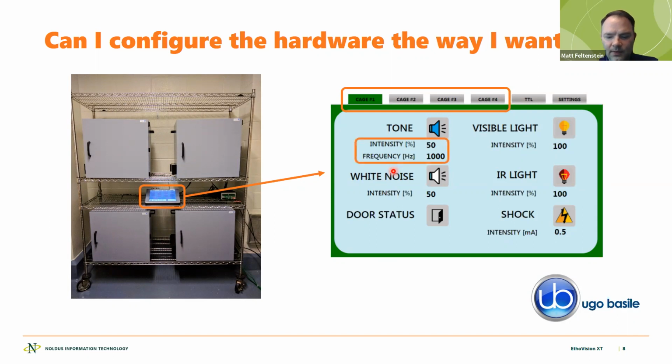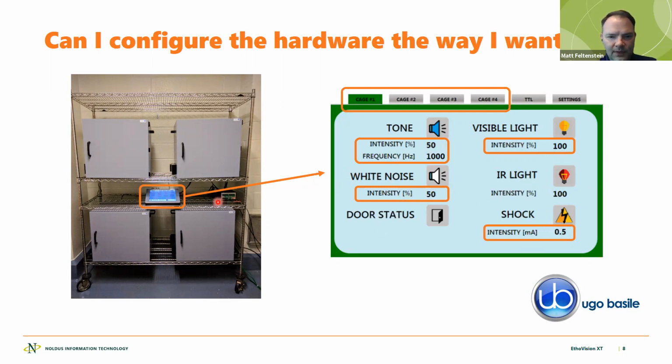For each one, you can set the intensity and frequency of the tone, the intensity of the visible light stimulus, the intensity of the shock that's presented, as well as the intensity of the white noise if you decide to use it. You can set the intensity for each cage individually, if you wish, but it also has a capability: you can set it for one cage and then copy those settings to all the other cages. Not only will that save you time, but it will make sure that you're consistent across all cages, that they are getting presented the exact same tone, light, shock, and white noise presentation.